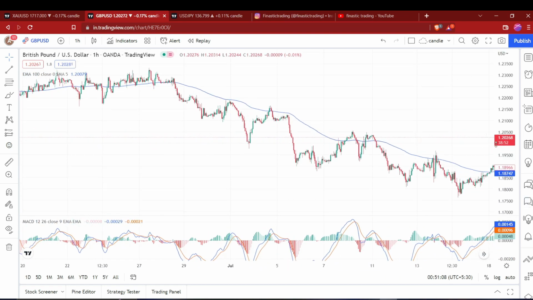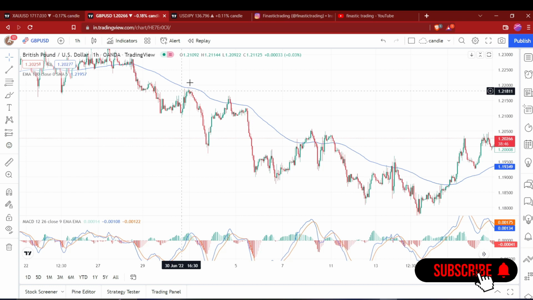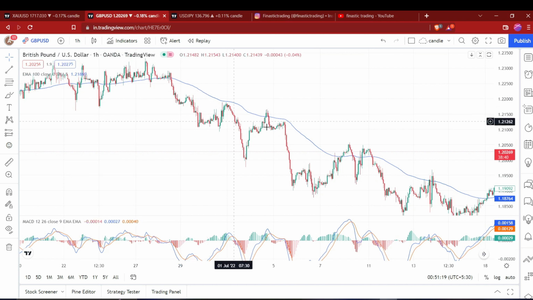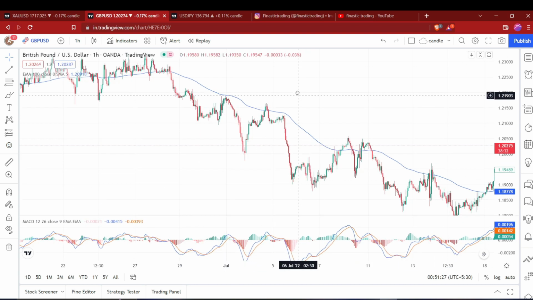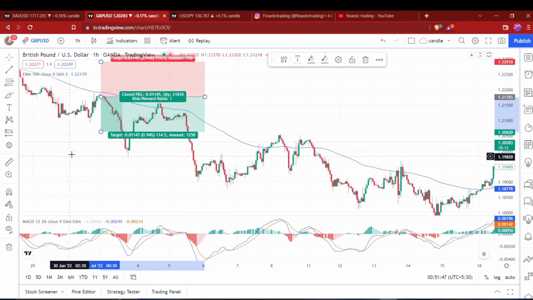Now, as you can see over here, the price is below the 100 EMA. That means that the current trend is downwards. So whenever the price is below the 100 EMA, we will look for sell signals only. So apply the 100 EMA, apply the MACD, and look for sell signals as it is below the 100 EMA. Now here, as soon as the blue line crosses the orange line from above, it is a sell signal. So we go for a short position over here. Let me zoom in a bit.